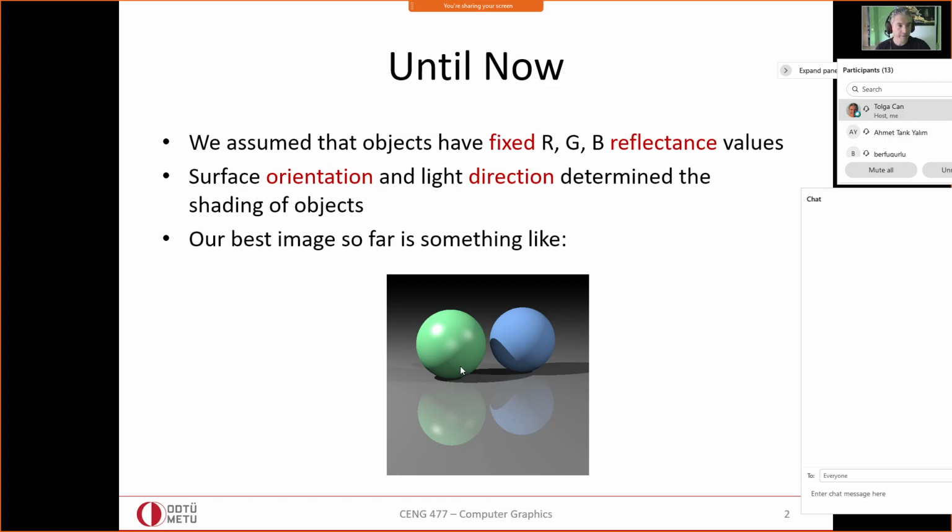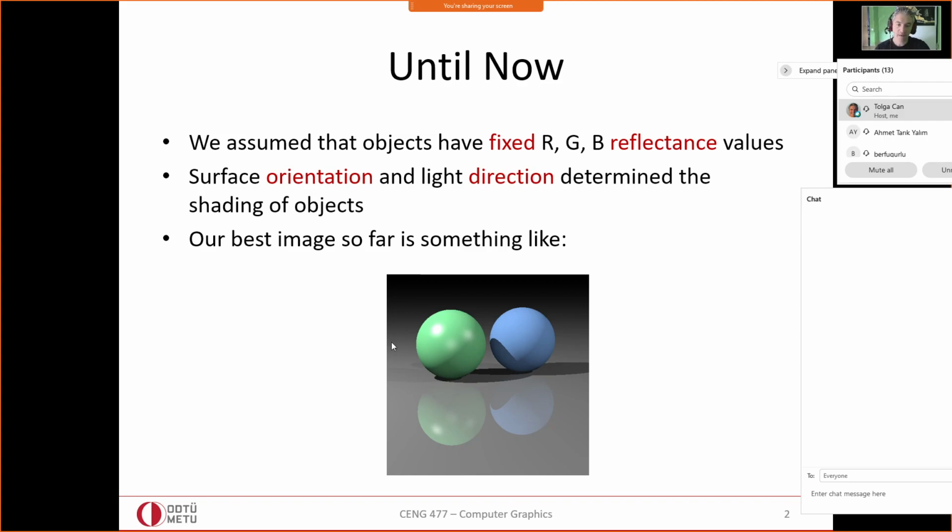But for realism in many computer graphics applications, one thing that people started using from the very early beginning is a technique called texture mapping. As I said, the main goal is to increase the realism in the scene.